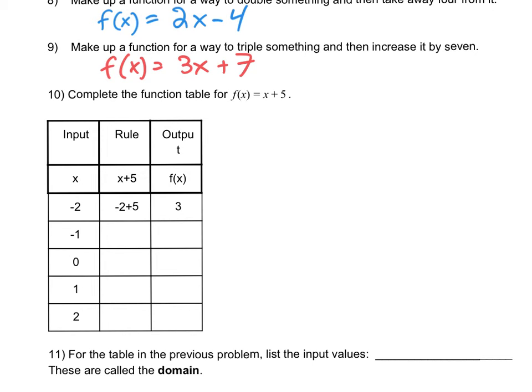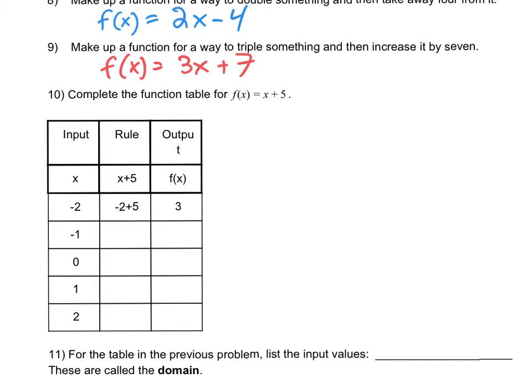Now we're going to take a look at another function. This one's f of x equals x plus 5. This is something that takes, no matter what you put into it, you're just going to add 5 to it, okay? So here my input is the x. My rule is I'm going to add 5 to that x. And my output is whatever f of x becomes. In other words, what does it become after I add 5 to it?